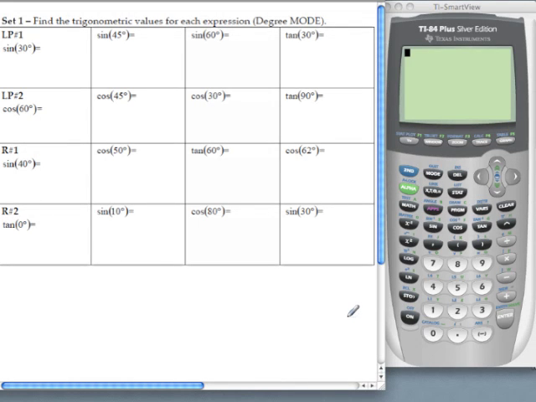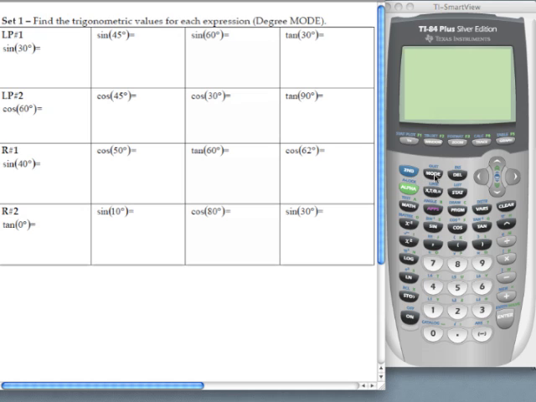This video clip is going to cover lesson practice number one from set one from this section of the notes. And the instructions read, find the trigonometric values for each expression, and then in parentheses it says degree mode. And I put that there just to remind you to have your calculator in degree mode for this exercise. So before I even begin, I am going to make sure I'm in that right mode.